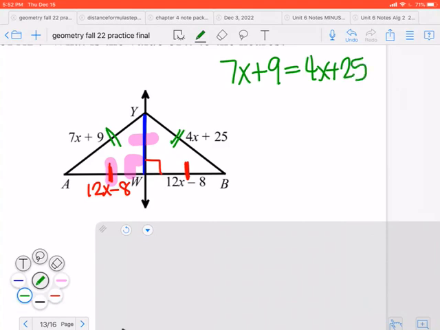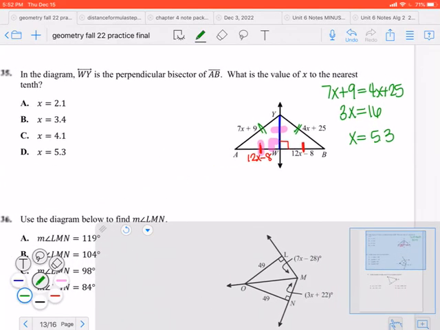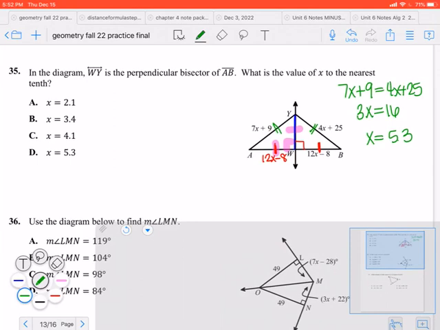All right, so we're going to subtract 4x from both sides. That gives us a 3x on the left, 7x minus 4x. And then we're going to subtract 9 from both sides. 25 minus 9 is 16. And then dividing both sides by 3, 16 divided by 3 is 5.333 repeating. What is the value of x to the nearest tenth? 5.3. Number 35 is D.